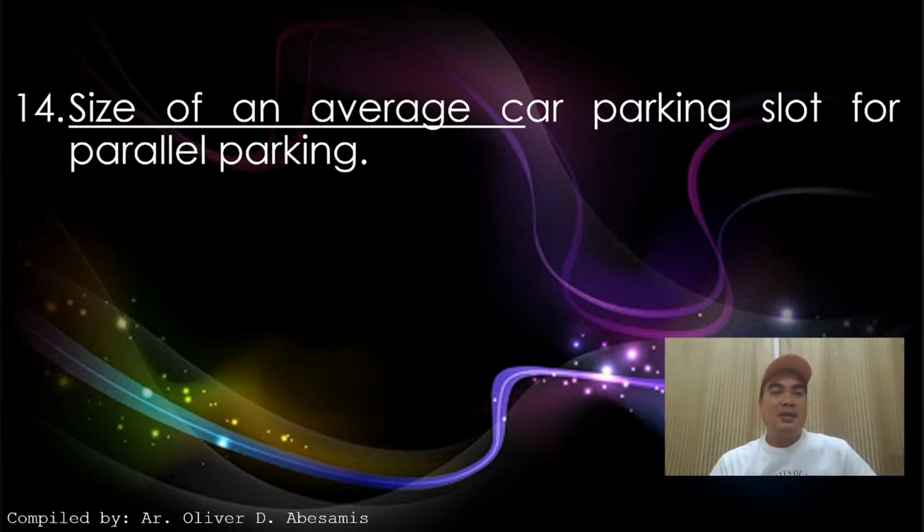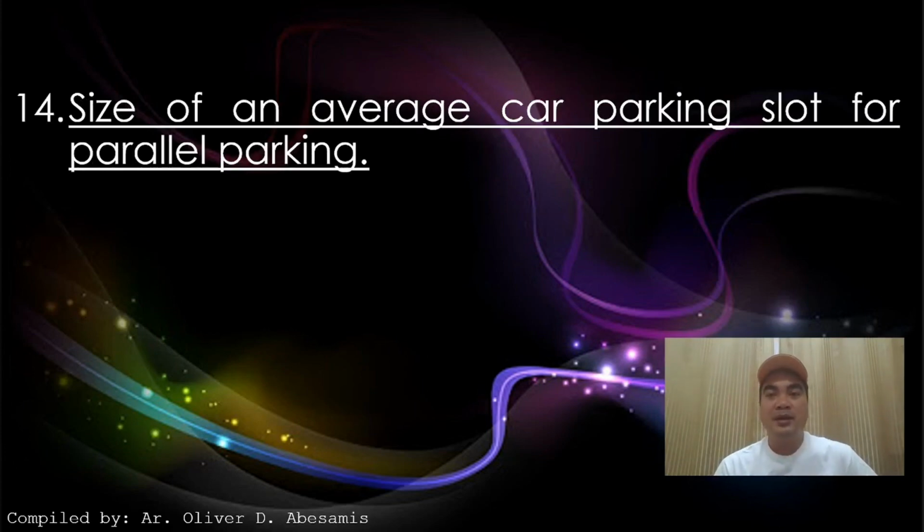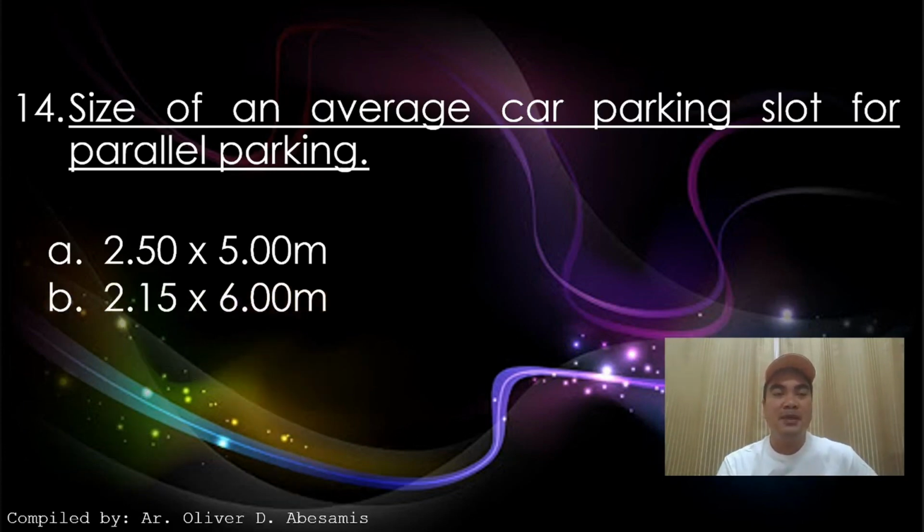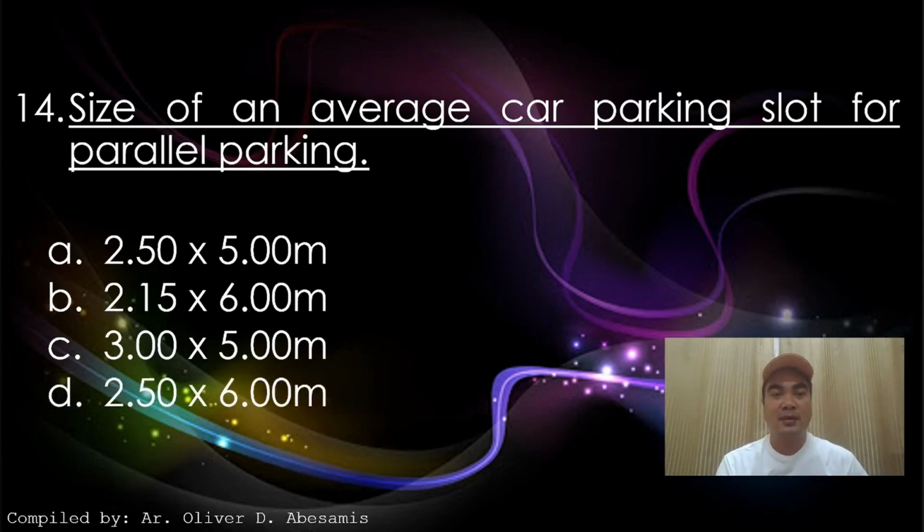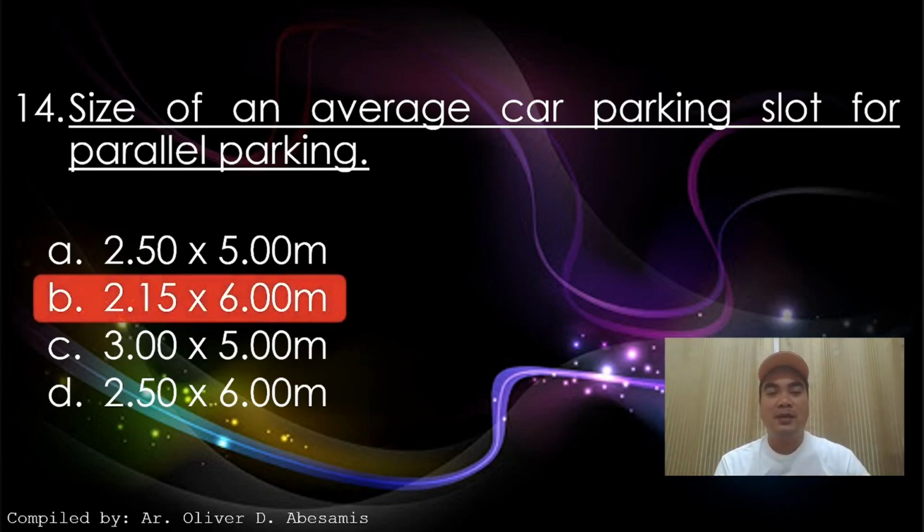14. Size of an average car parking slot for parallel parking. Again, what is the size of an average car parking slot for parallel parking? A. 2.5 by 5 meter. B. 2.15 by 6 meter. C. 3 meter by 5 meter. And D. 2.5 by 6 meter. Answer? B. 2.15 by 6 meter.